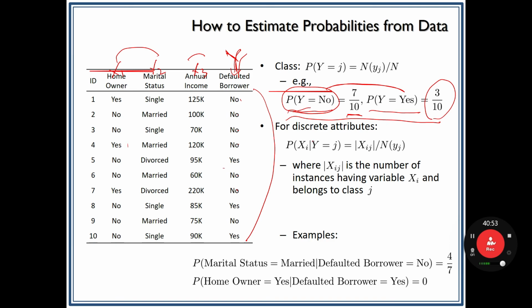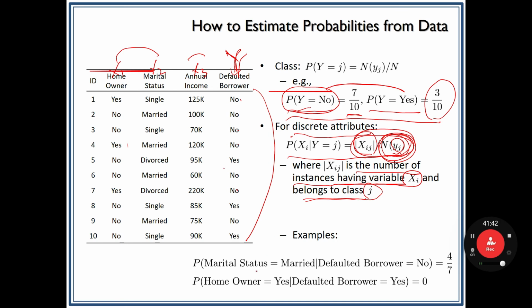The way of estimating the conditional probability for discrete attributes is given by this formula. The conditional probability of xi given y equals j is estimated by this, where n of yj is the number of observations having this y value, and this one is the number of observations having the variable xi that belongs to class j, right?